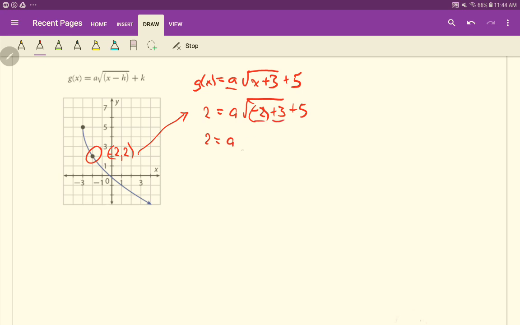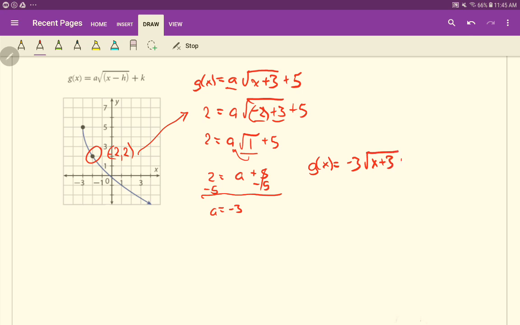So negative 2 plus 3 gives us 1. Square root of 1 is 1. Square root of 1 is 1 times that a will just be 1a, so just a, and then plus the 5. And now we just solve, so subtract 5 from both sides. And a is negative 3. So our answer is g of x equals negative 3 for the a, root x plus 3, plus 5. And voila, there is our function.